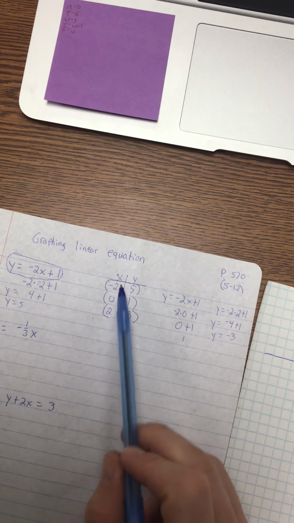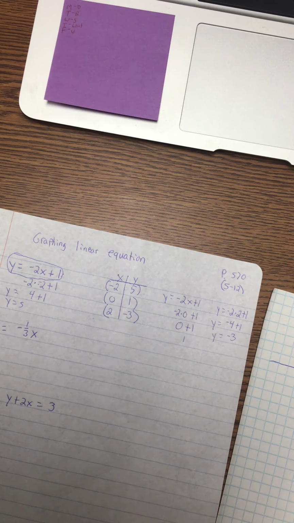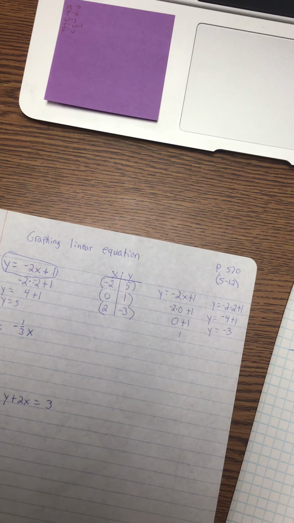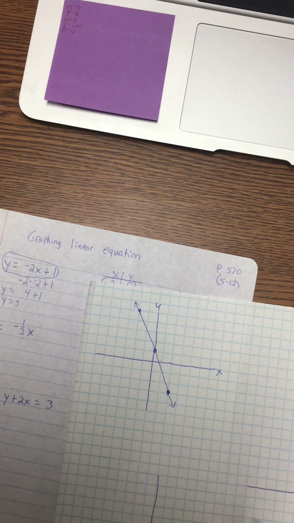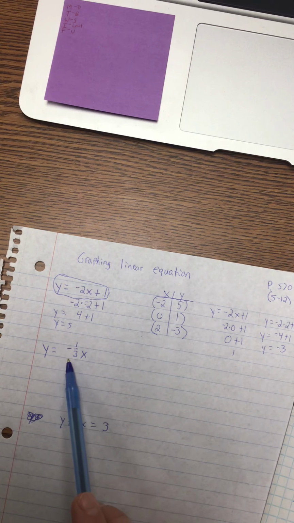So all we had to do is plug in our 3 points, right? And we're always going to use negative 2, 0, and 2 for our x, and then whatever we get after we do the math for our y will form our line, okay? So I'm going to do the same thing with this next problem.